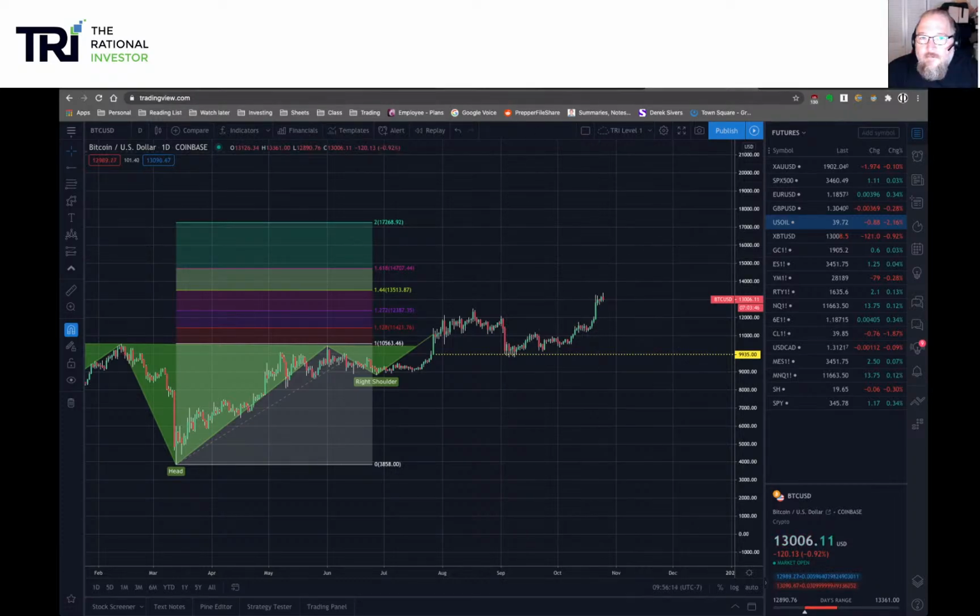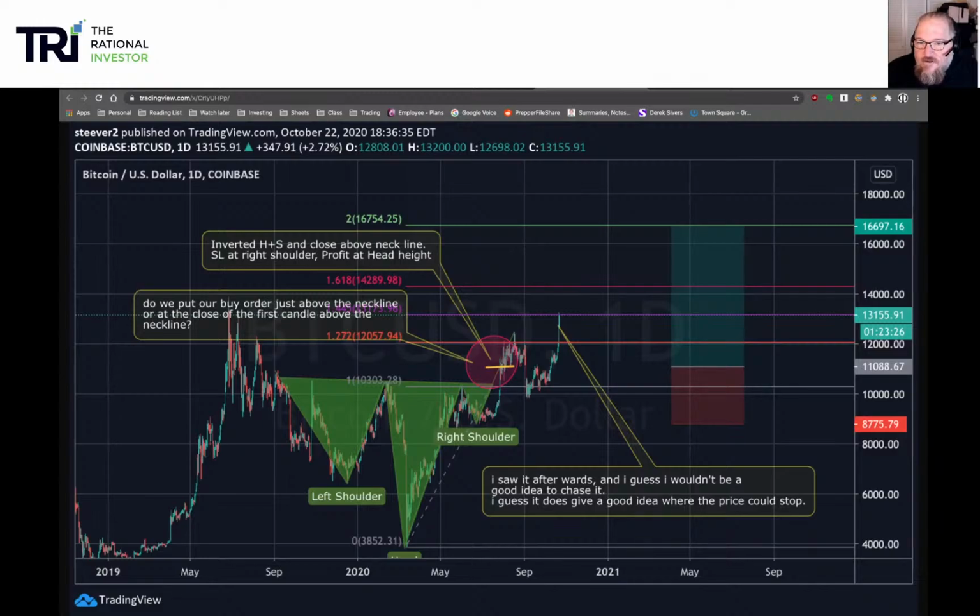We had some other questions. Inverted head and shoulders and close above the neckline. Stop loss at the right shoulder. Sure, yeah, that works. Like I was saying, there's nothing wrong with that. Most of the time when we're looking at structure, we've got to risk to the bottom of that structure, but that kind of makes sense, right? Profit at the head height. So, profit is what I would be looking at is the 200% extension of the overall head and shoulders pattern, right?